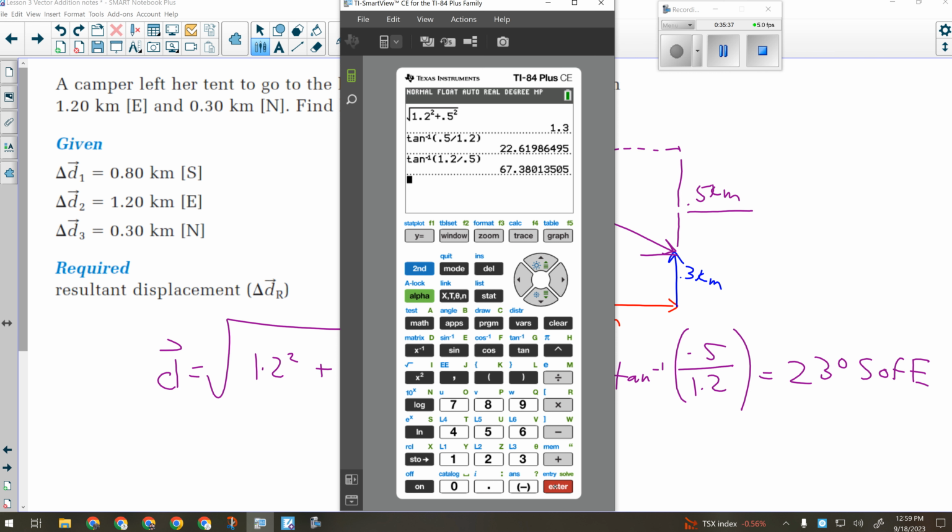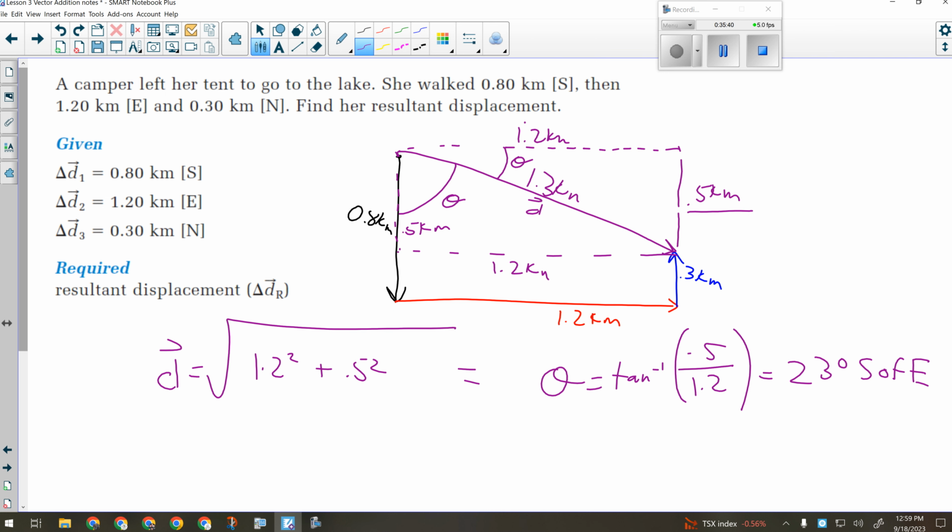Looks like it to me. So instead of getting 23 degrees south of east, I get 67 degrees east to south, same direction from different points of view. Either one of those would be the correct answer because they're both right. And they're both the same direction.